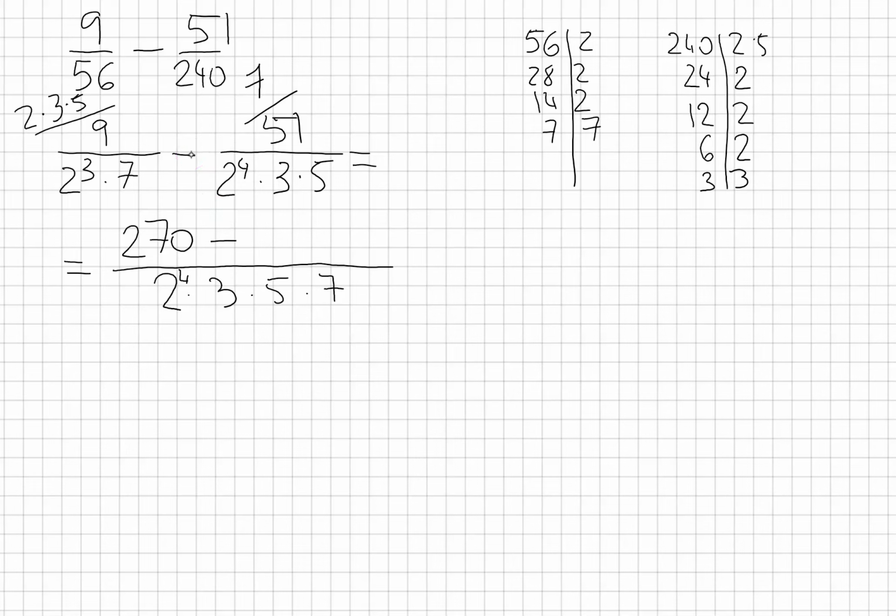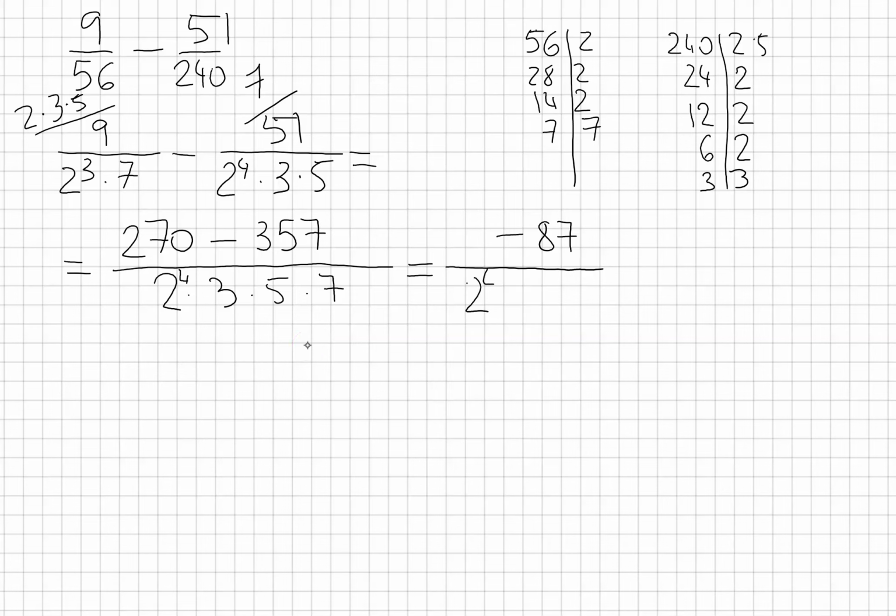Minus 7 times 51, 357. Okay. And now you just subtract. And here, obviously, 270 minus 357 is going to be a negative difference. That's negative 87 over this big denominator. If you want to compute it, fine, but I would just leave it this way.